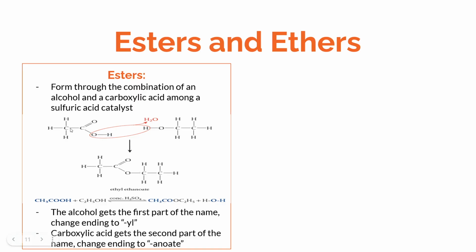And that's how you're going to get your ester. Now, the alcohol gets the first part of the name, where you change the ending to -yl. So here you have ethanol, so it's going to become ethyl. And the carboxylic acid gets the second part of the name, changing the ending to -oate. So if you have ethanoic acid, it's going to become ethanoate. Put them together, you have ethyl ethanoate.